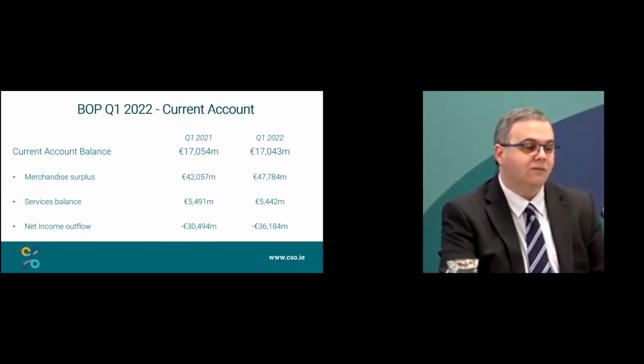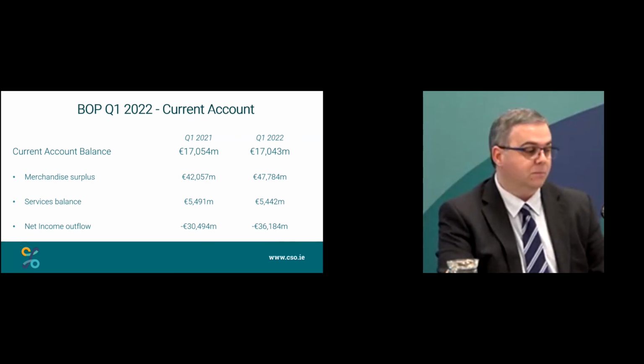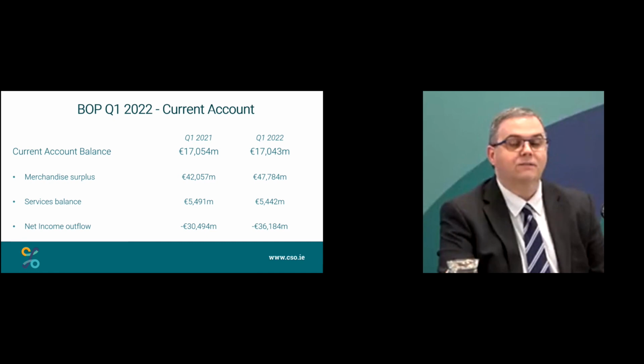And just to look at our Q1 2022 current account, we can see our merchandise surplus has increased by 5.7 billion euros to 47.8 billion compared to the same quarter last year. Our services balance is virtually unchanged at 5.4 billion, showing 2 quarters with very low levels of IP imports. And our net income outflow has increased by 5.7 billion to 36.2 billion euros. And these all combine to give us a current account balance of 17 billion euros, which is virtually unchanged from the same quarter last year.